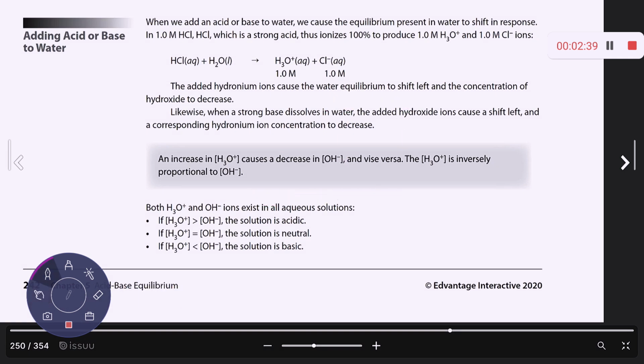If you add acid or base to water, you're obviously going to change the hydronium and hydroxide ion concentrations. So if you increase the hydronium ion concentration, it will actually cause the hydroxide concentration to decrease, and vice versa. So what this means is hydronium and hydroxide are inversely related. Now, if you have an acidic solution, you'll have more hydronium than hydroxide. If they're neutral, they'll be equal. If it's a basic solution, hydroxide will be greater than hydronium. Let's turn to the next page.